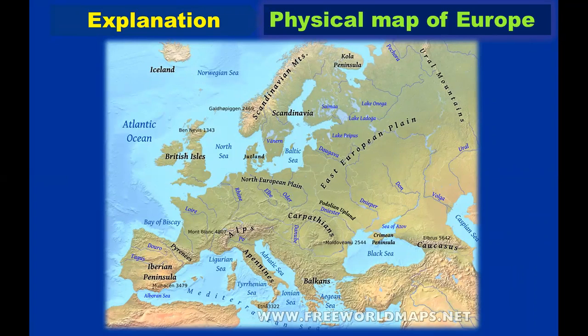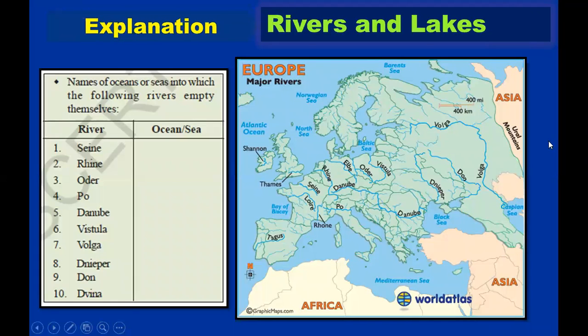This map is talking about the physical features. In Europe we have many rivers and mountains, and these rivers are very useful to them. Now let us see the rivers.